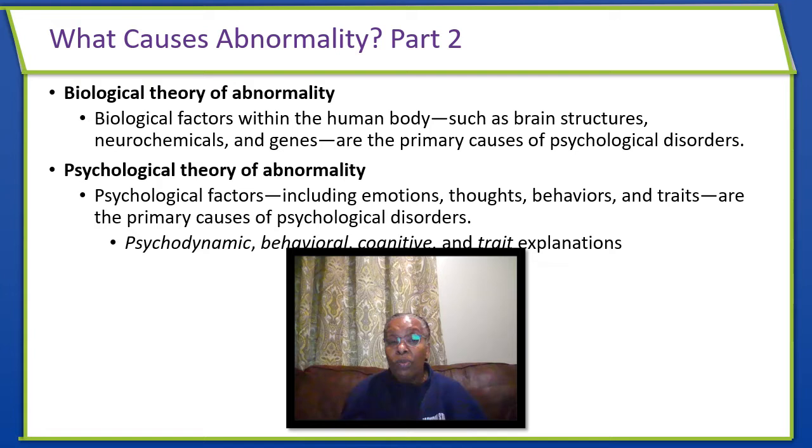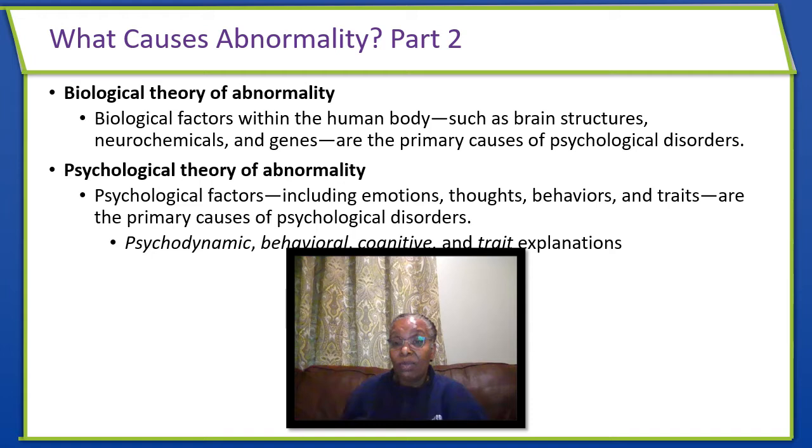In terms of the psychological theory of abnormality, here we're looking specifically at psychological factors. That includes our emotions, our thoughts, how we act, those traits that I mentioned earlier, like if you're compulsive. And these will be the primary reasons and causes we may say that you possess a psychological disorder. Within that, there are several theories that we work from, that being psychodynamic, behavioral, cognitive, and trait explanations.